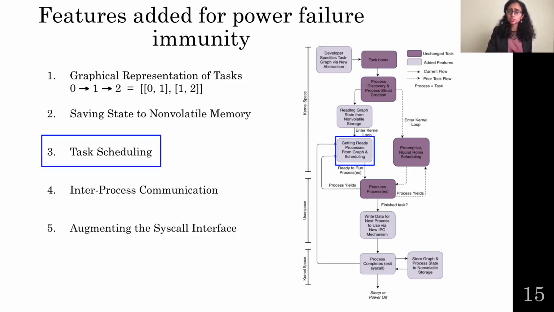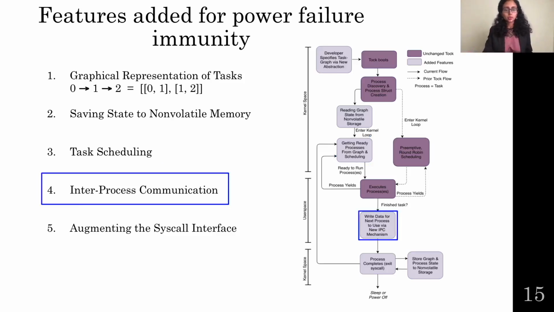We augmented the scheduler so that we could parse through the task graph and actually enforce the order. We introduced a new inter-process communication mechanism. TOC already had one, but it didn't lend itself well to the task-based approach that we wanted to use, because the processes have to coordinate with each other, and so we used a new inter-process communication mechanism.